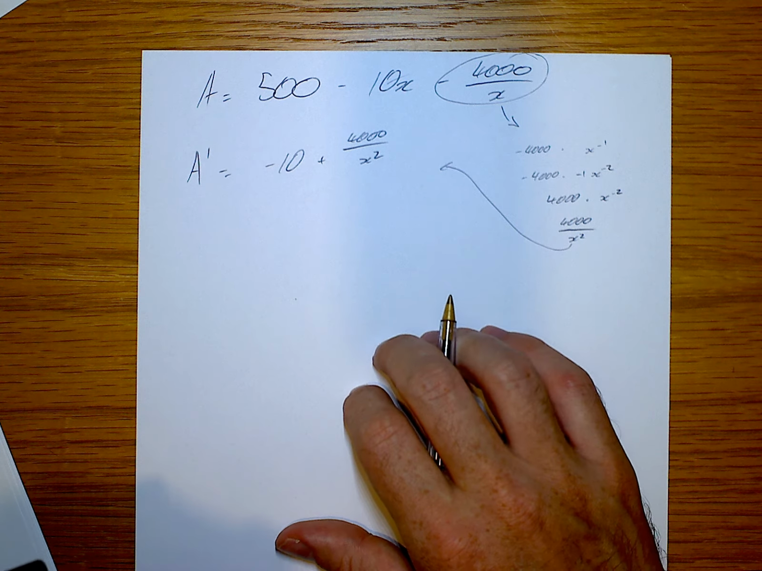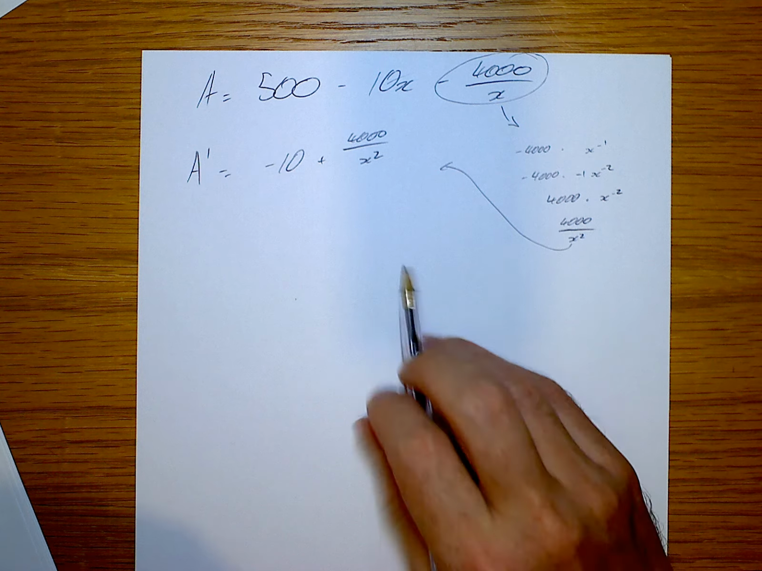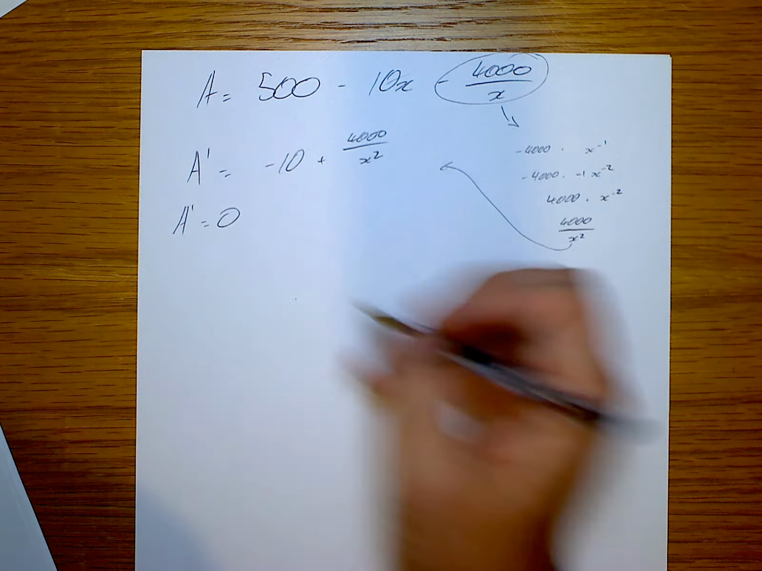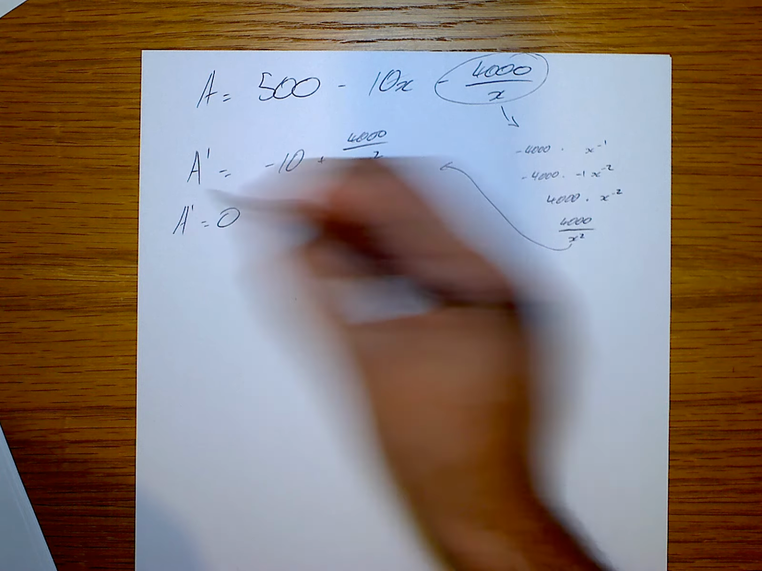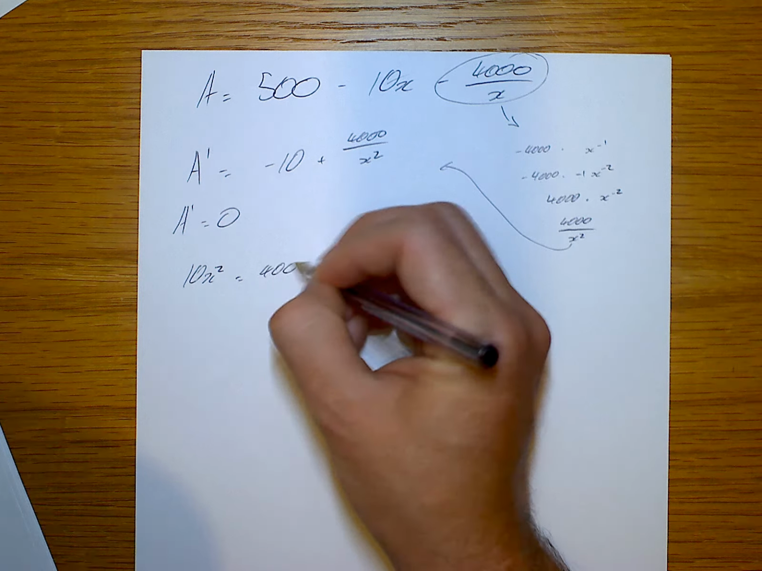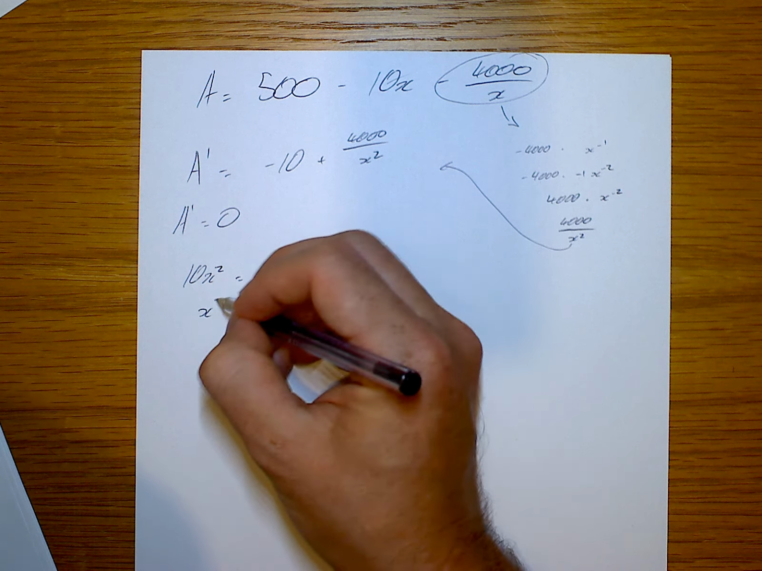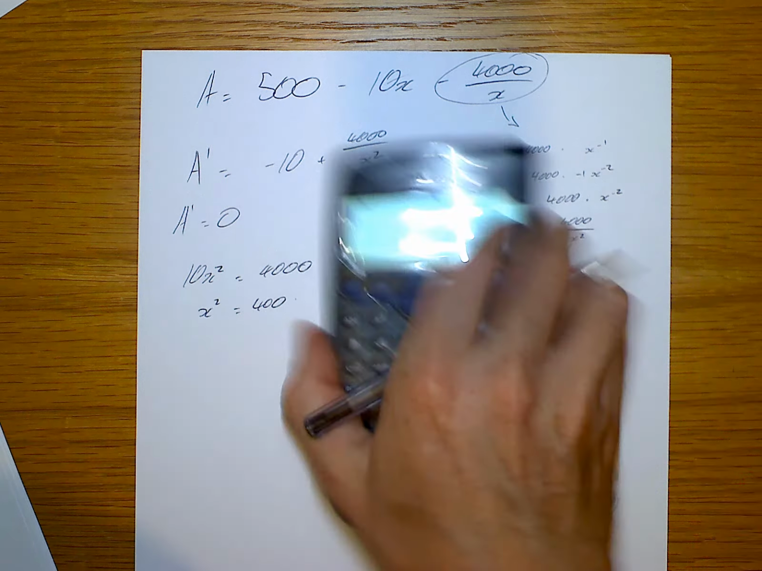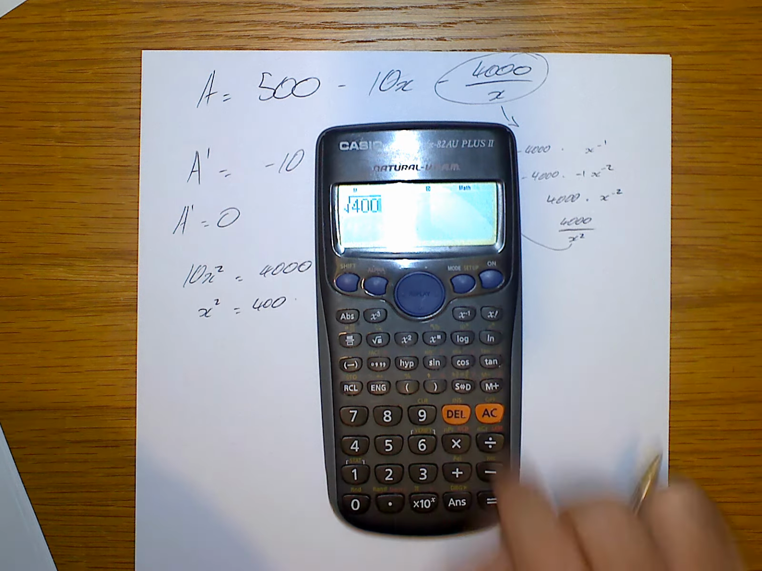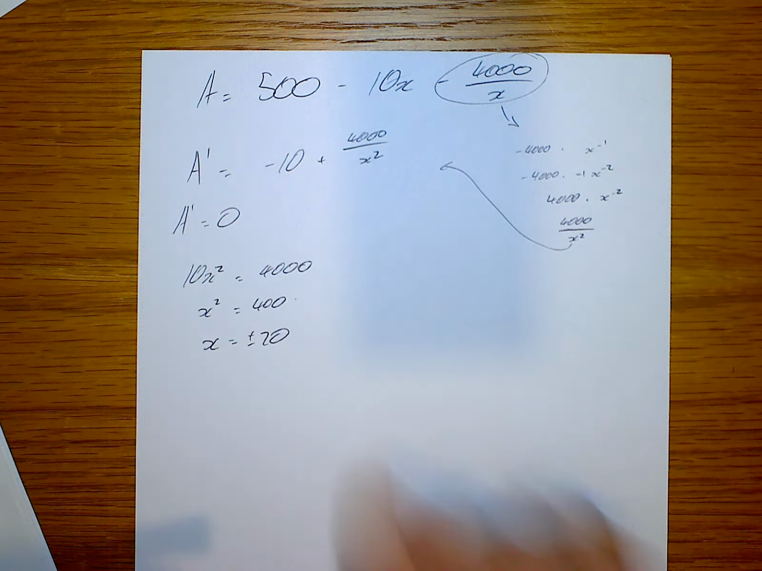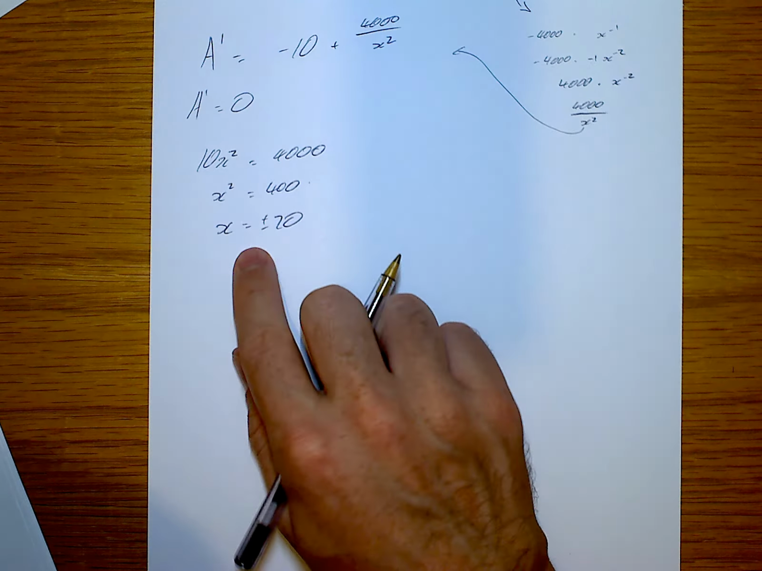So, from there, what we're doing is we're going to be making this A dash equals 0. So, we'll put the 10 over and we'll times by that. So, it'll be 10x squared equals 4,000. Divide both sides by 10. X squared will equal 400. The square root of that. What's the square root of 400? 20. So x equals plus or minus 20. Bam. Okay, so now we have our values.